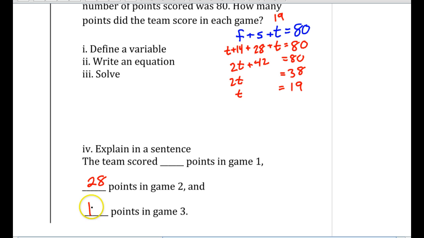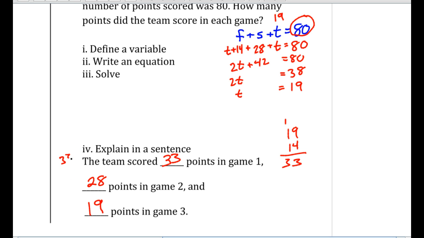Points in game 3, should be 19. And we know in game 1, it was 14 more points than game 3. So game 3 was 19. 14 more points than that would be 33. Okay, and of course, we can check these. There's one thing we know about these three scores. They have to add to 80. That's what they tell you.